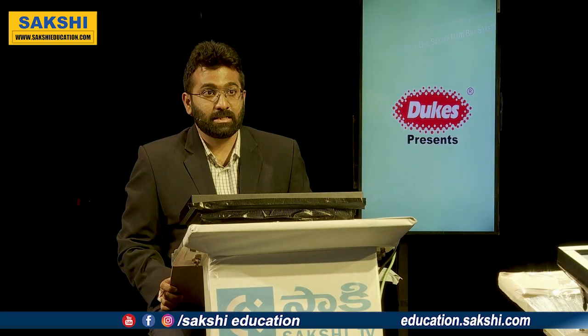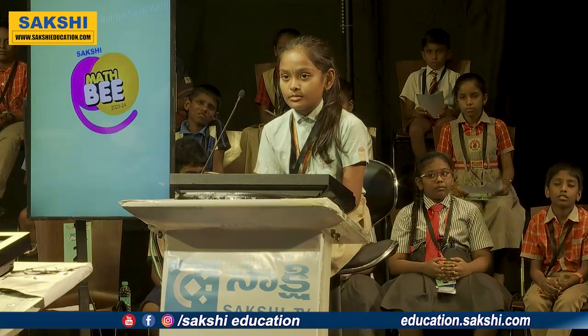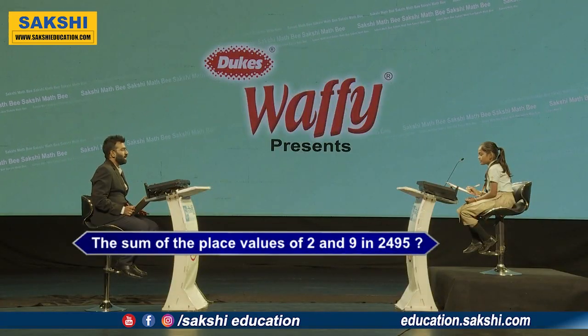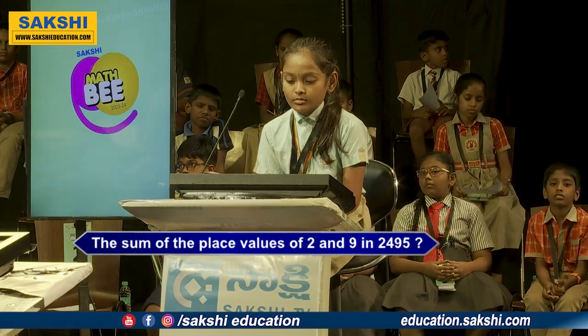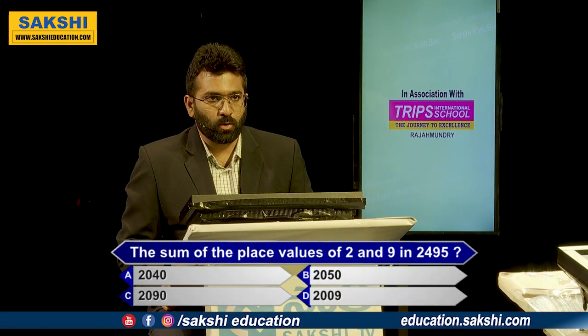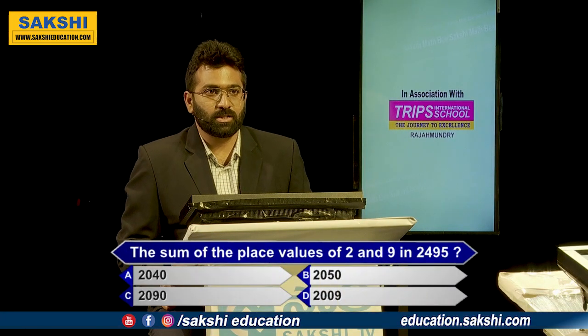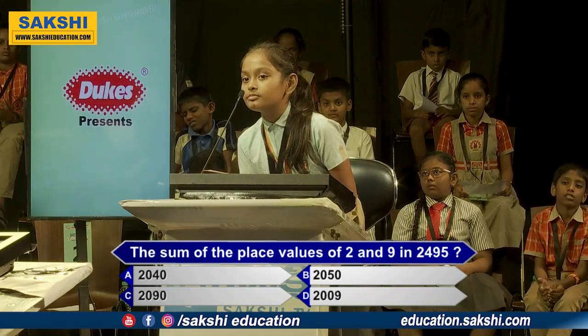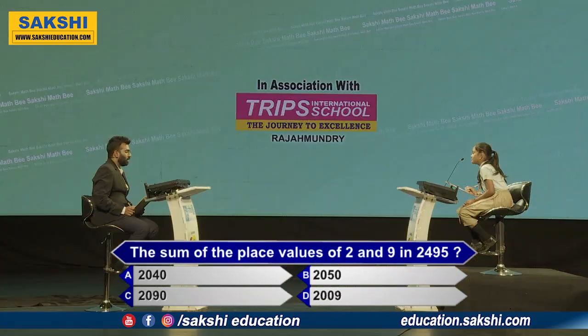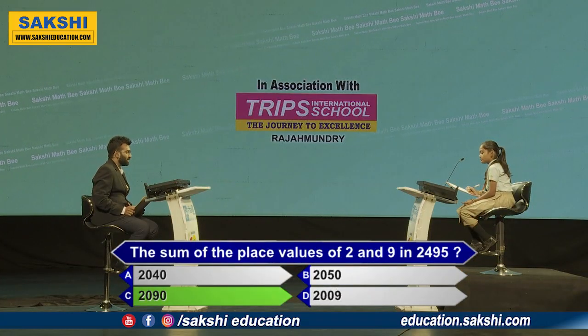Next question, dear. 60 seconds. On your screen now. The sum of the place values of 2 and 9 in 2495 is, options please, 2040, 2050, 2090, 2009. Option C. Are you sure? Yes, sir. Okay. Please lock option C, 2090. The right one.